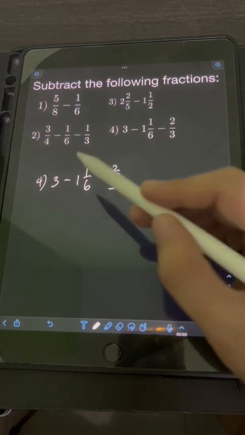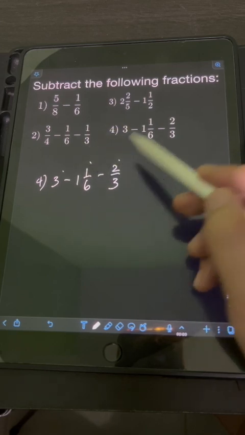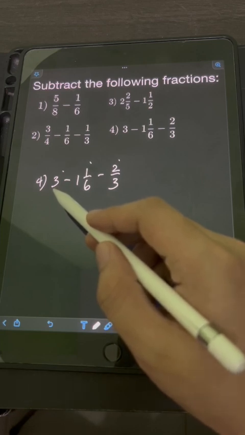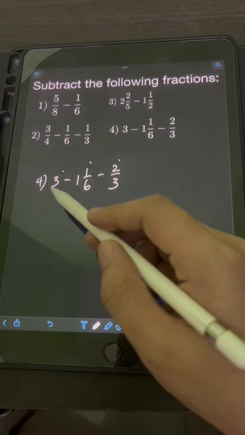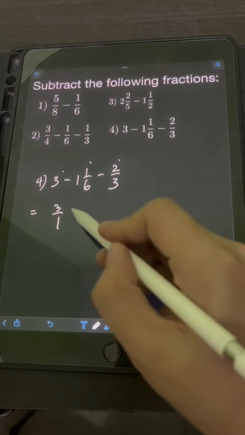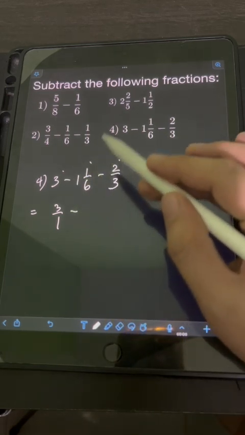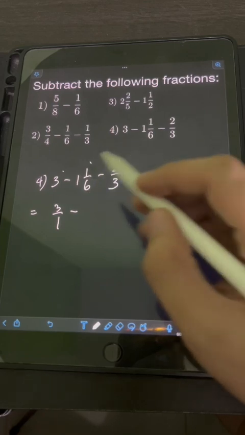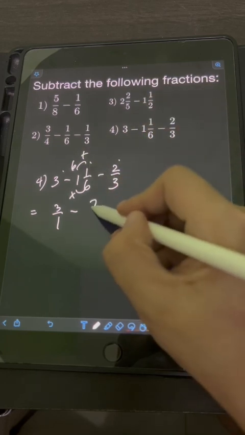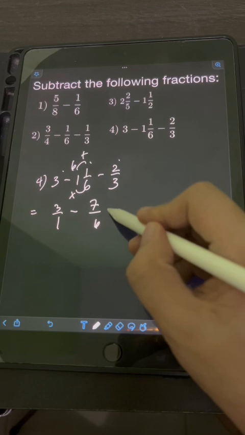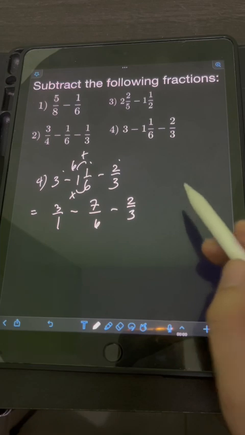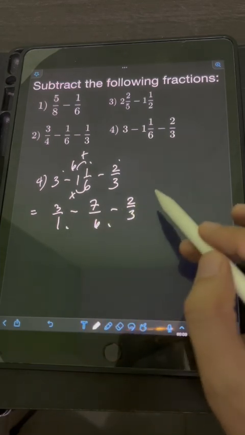So we have subtraction of a whole number minus a mixed number minus a fraction. For the whole number first, transform this into a fraction by having a denominator of 1. So 3 can be written as a fraction as 3 over 1. Minus, for 1 and 1/6, as in the previous problem, let's transform first to an improper fraction. So 1 times 6, that's 6. Then 6 plus 1, that's 7. Then over the same denominator of 6. Then minus, just copy this 2/3. So we are subtracting 3 dissimilar fractions having different denominators of 1, 6, and 3.